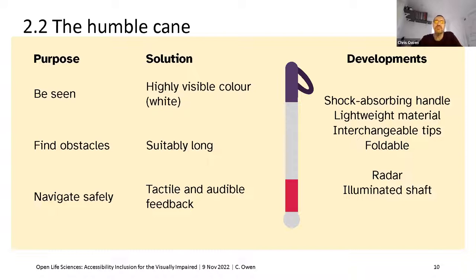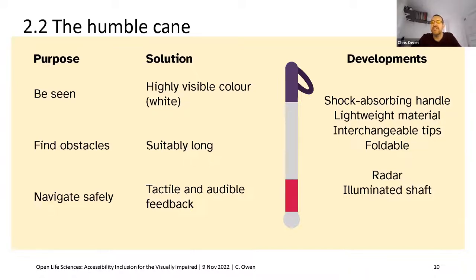It's designed to find obstacles, so it is suitably long. You can't just go and buy a white cane. You have to get one which is the correct length for you and be trained to use it. So as somebody who is 6 foot tall, I have a cane which is 150 centimetres long. And that means that it's long enough that it finds an obstacle in good time, so that I'm not walking straight into it. And finally, the feedback that you get from it, both tactile and audible feedback, actually helps you to navigate safely.